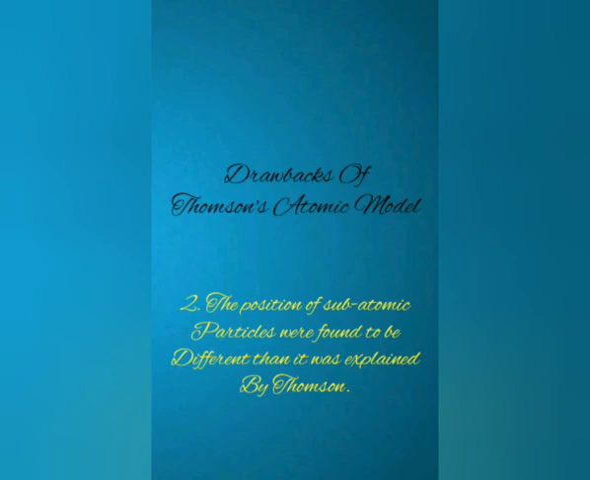Second, the position of the subatomic particles was also not found to be similar to that explained by Thomson, because he said that electrons are fixed in the atom, whereas it was found that electrons revolve around the nucleus, and protons are also particles placed in the nucleus, which were not found in Thomson's model, because Thomson said that positive charge is spread evenly on the sphere, meaning on the atom. So these points were the reason why his model got discarded or failed.